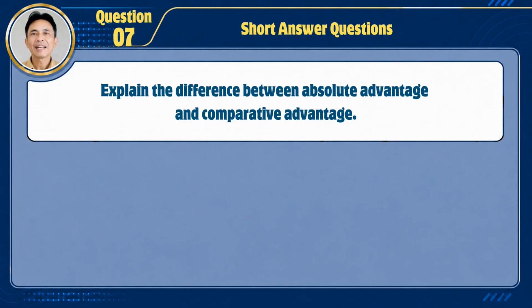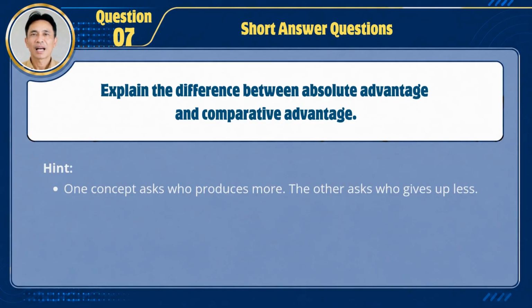Moving on to short answer questions. Question number 7. Explain the difference between absolute advantage and comparative advantage. Here's your hint. One concept asks who produces more. The other asks who gives up less.